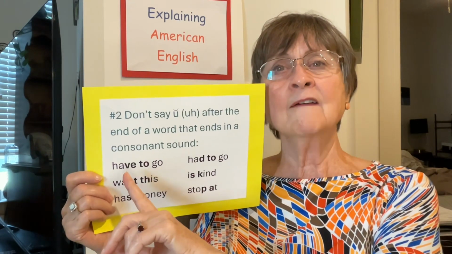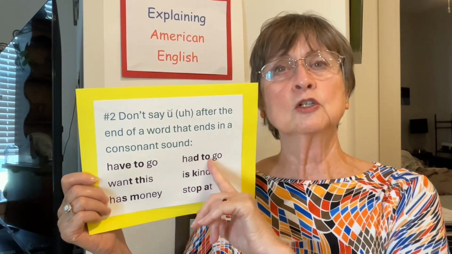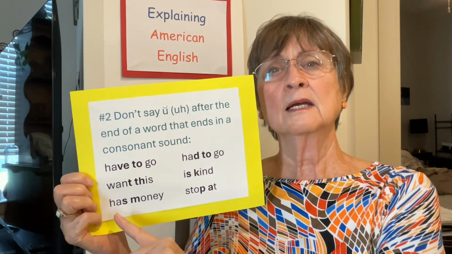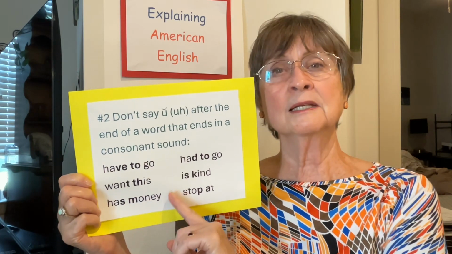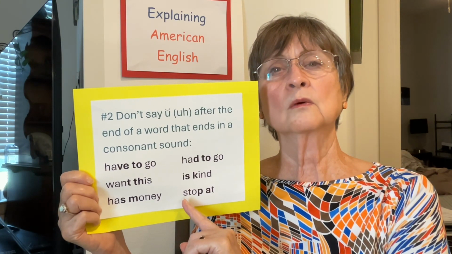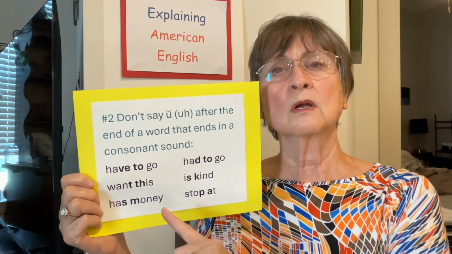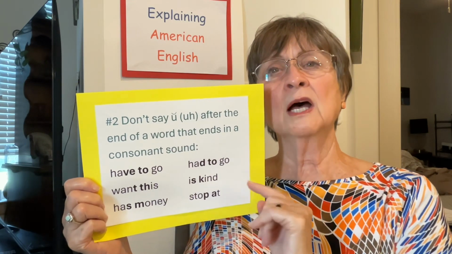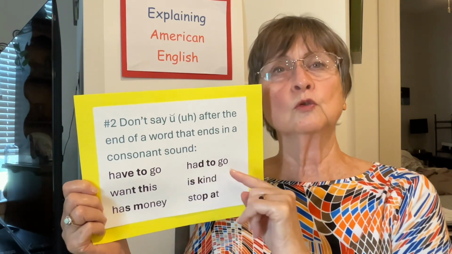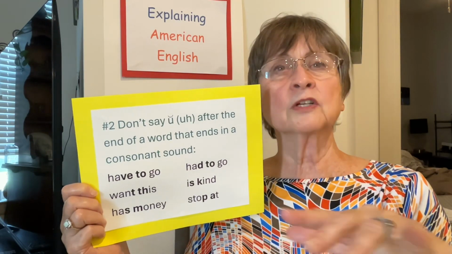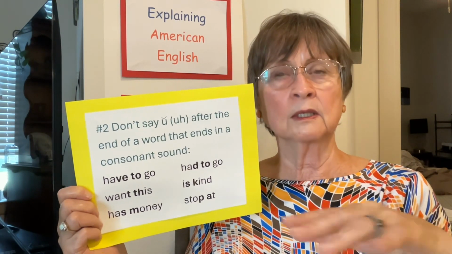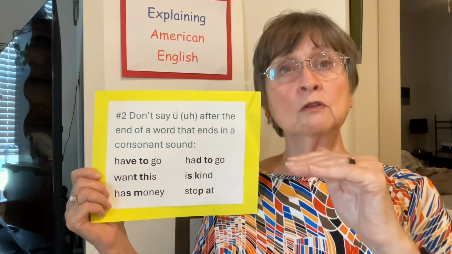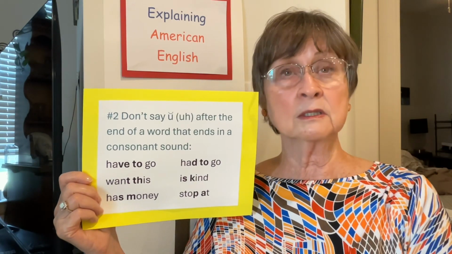So I have to go. I had to go. I want this. He is kind. He has money. She will stop at the store. Stop at. Has money. Want this. Is kind. Have to. Had to. No have a to. No is a kind. Nothing like that. No in between. Very, very important to be understood. It's very confusing because if you do it, you're going to do it many times in a sentence.